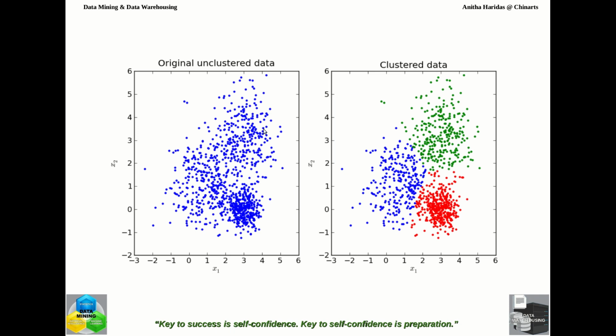So if I have this kind of unclustered data, this is your original unclustered data, we will use any of the clustering algorithms so that the algorithm will be grouping the data something like this. So here the unclustered data has been clustered into 3 clusters. So this blue color forms the first cluster, this one will be the second one, and this becomes the third cluster. So this is how the clustering happens in the clustering process.